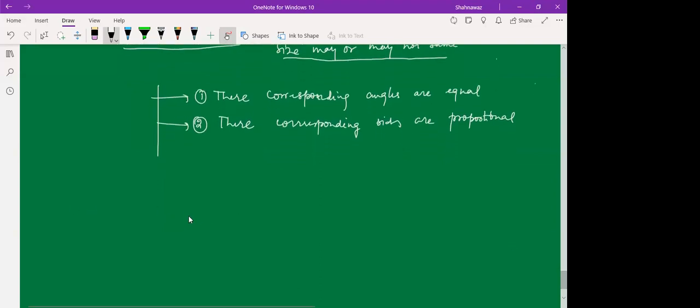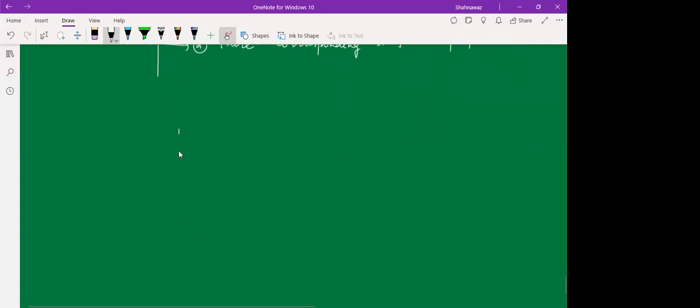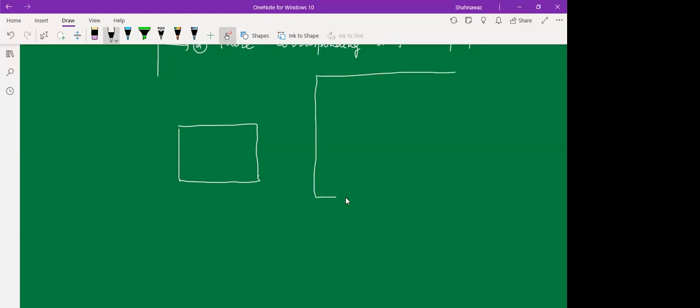Okay, so let me take the example of two squares. Let's say this is one square, and let's say I have a bigger square. Let's say this is A, B, C, D, and this is P, Q, R, S. What is each angle of these squares? Angle A, angle B, angle C, angle D, and angle P, angle Q, angle R, angle S.